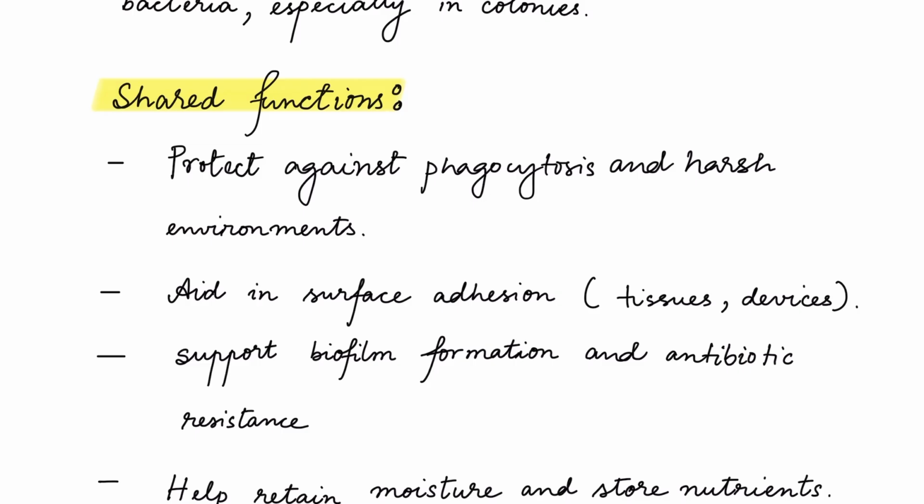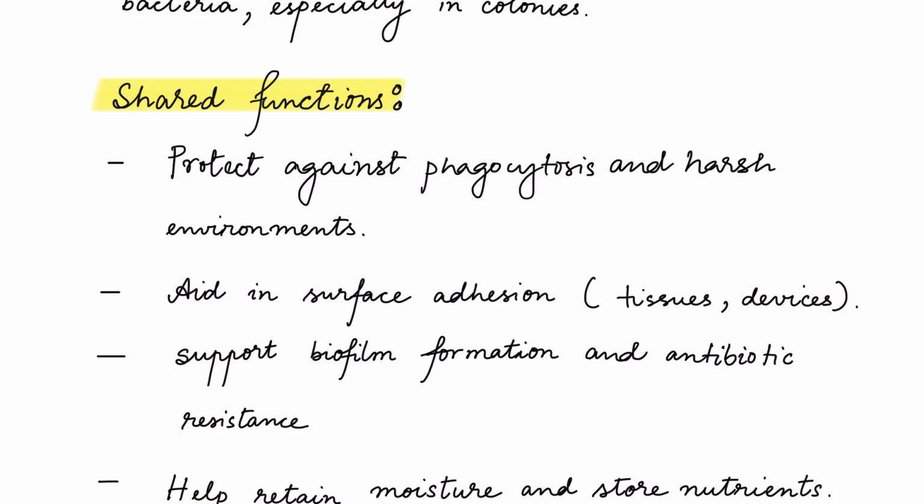Supporting biofilm formation, meaning a multicellular layer of bacteria that grows on surfaces. This biofilm formation enhances antibiotic resistance by shielding the bacteria from the drugs. Additionally, both layers help retain water and can store small nutrient molecules, aiding bacterial survival under stress conditions.